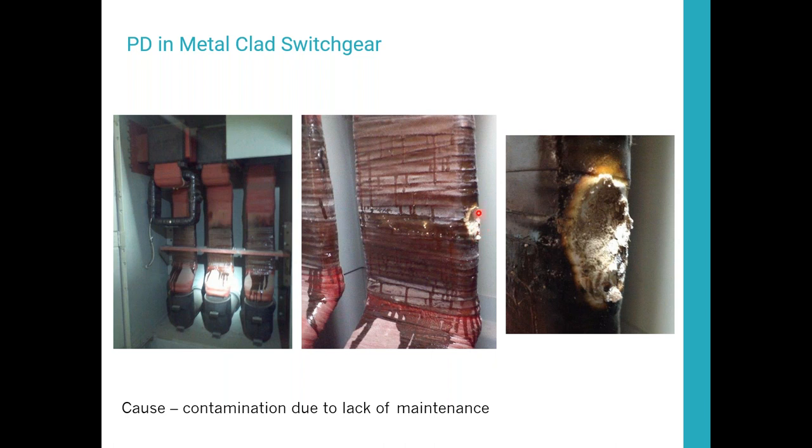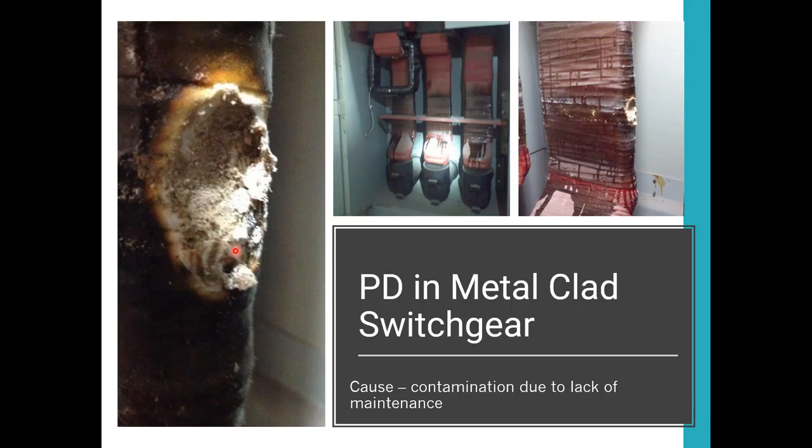Here's that white ash I was referring to that you want to look for. That's an indication of surface discharge. You can see some discoloration around the insulation from the heat. So that's what you're looking for: physical breakdown and residue, whether it's color, whether it's ash, whether it's carbon tracking.